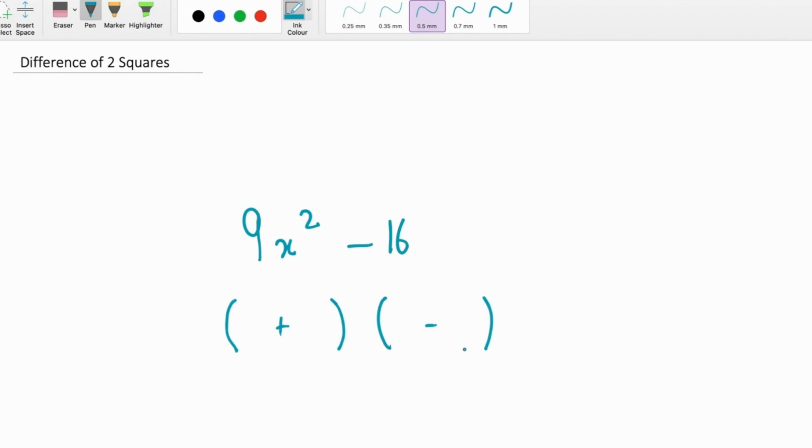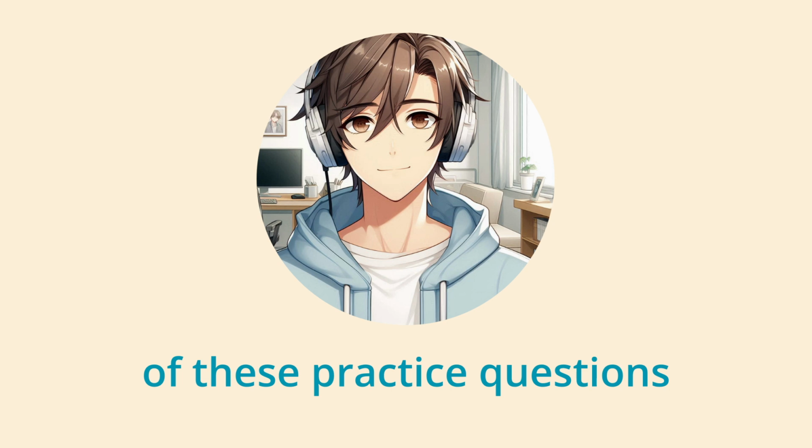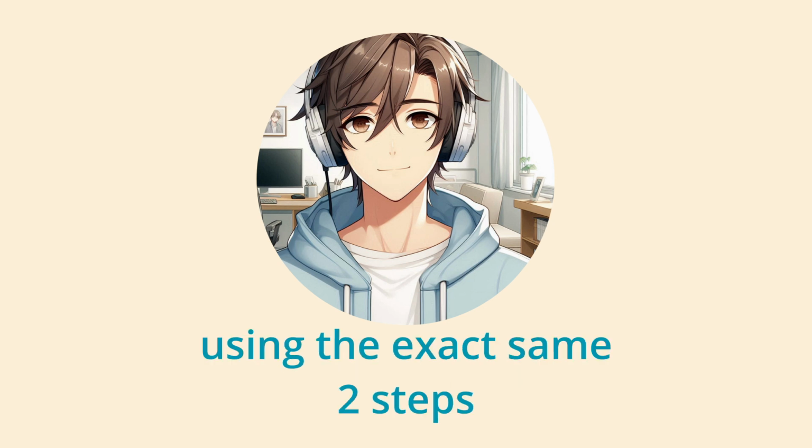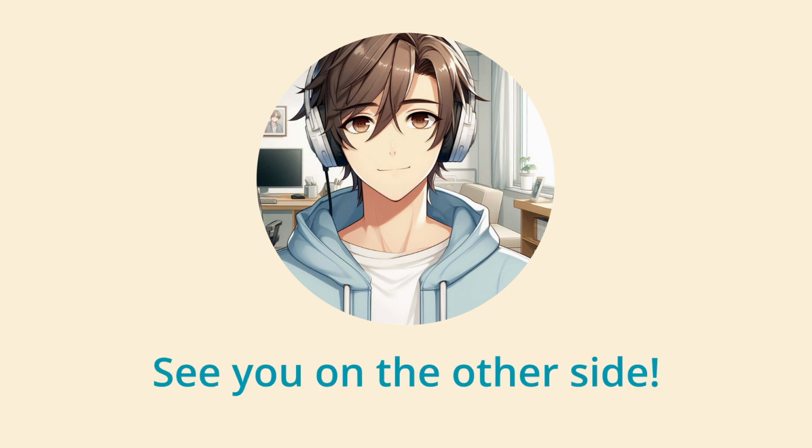The second step is to square root both the terms in our question to get the two terms in the bracket. So the square root of 9x squared will give us 3x, and the square root of 16 will give us 4. And these two terms will repeat in the other bracket as well. 3x and 4. And that is your difference of two squares factorized. Have a go now at doing some of these practice questions on your own using the exact same two steps. See you on the other side.